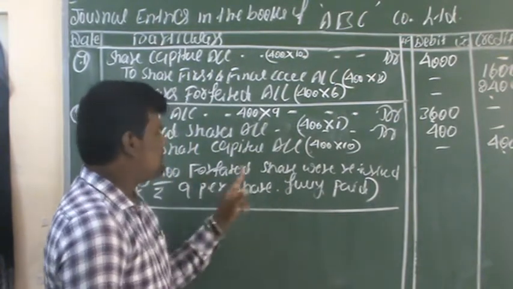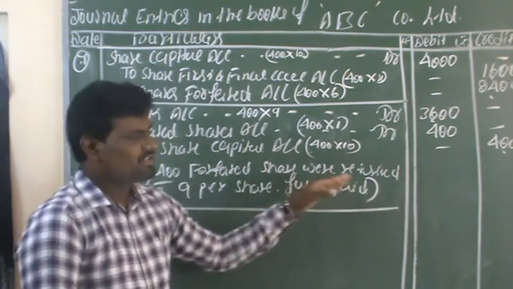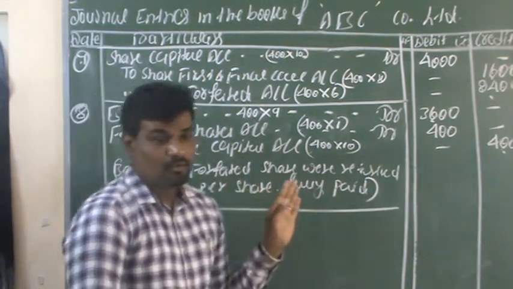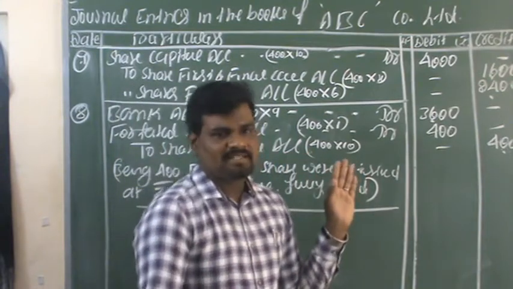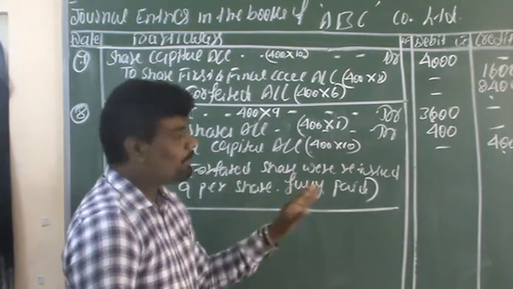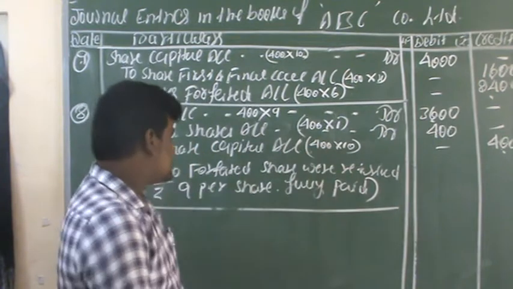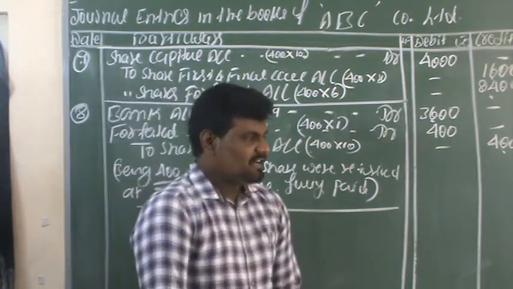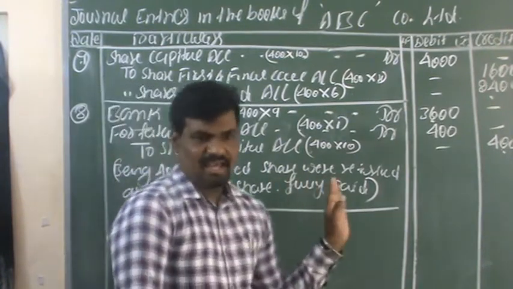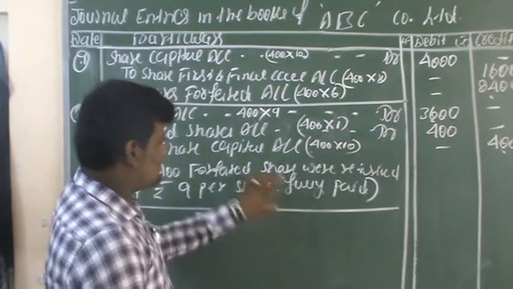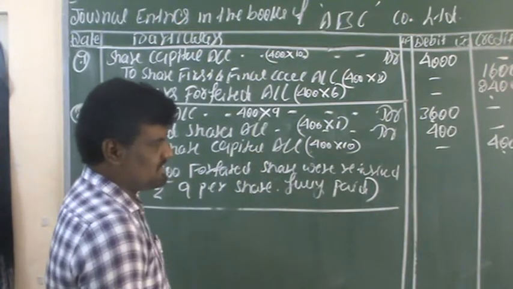Being 400 forfeited shares were reissued. Actually, they are reissuing these 400 shares, right? For whom are they reissuing? The prospective buyer. Ram is the prospective buyer, interested to purchase these forfeited shares. That's why we are reissuing these 400 shares to Ram at a cost price of rupees 9 per share as fully paid up. This is the narration about the transaction.